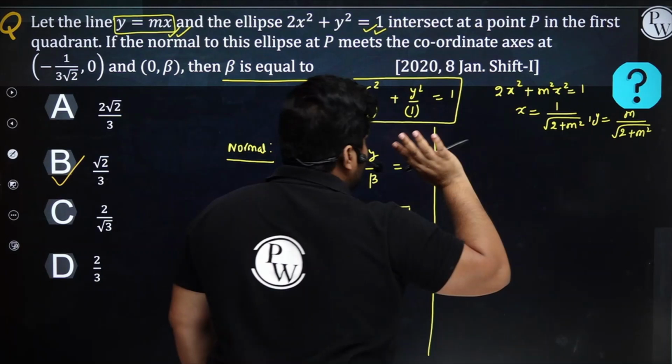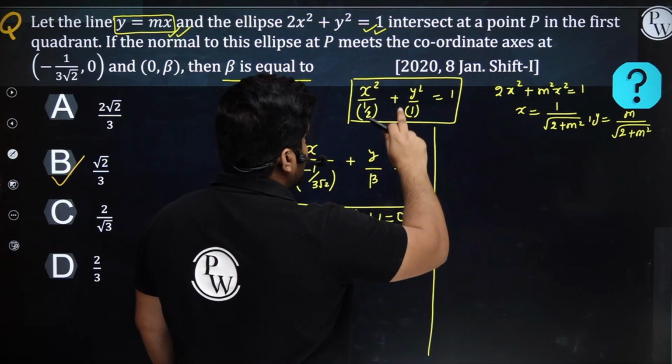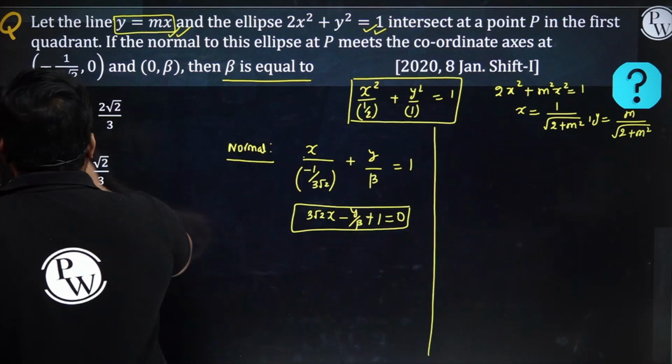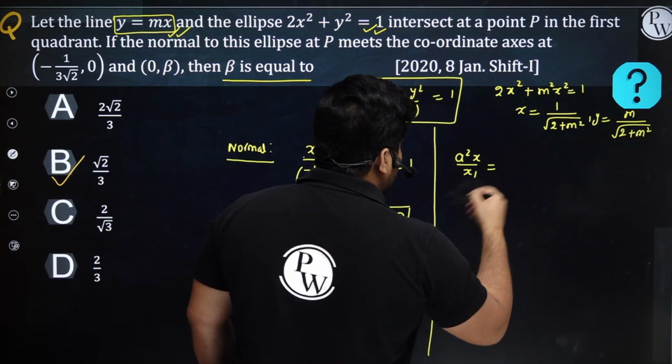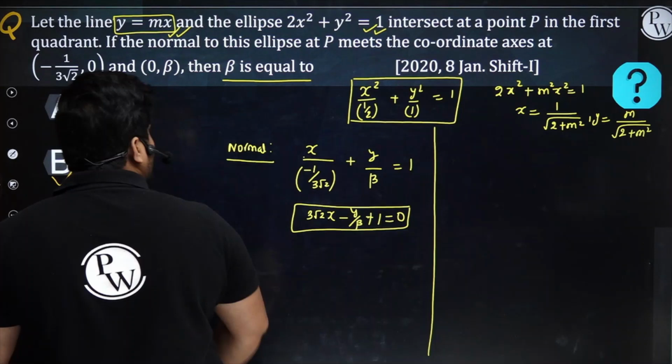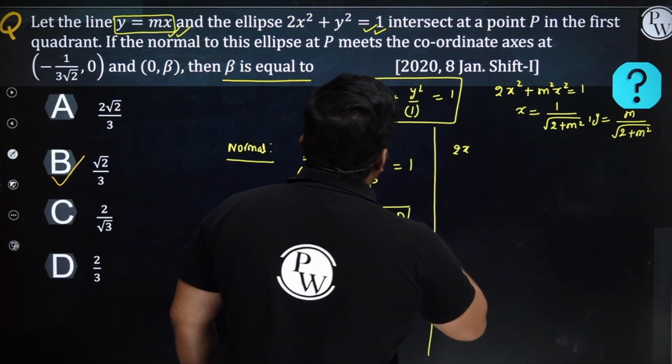So what is the slope here? We know the direct formula for our normal, a square x upon x1. Or let's do one thing. Let's write the equation of normal properly here. What is the slope here? If you differentiate 2x square plus y square, what will it be?